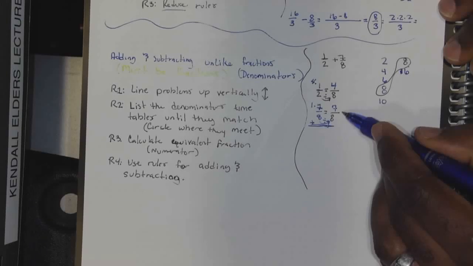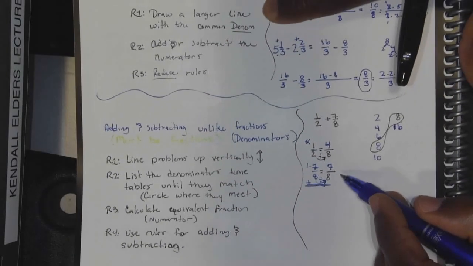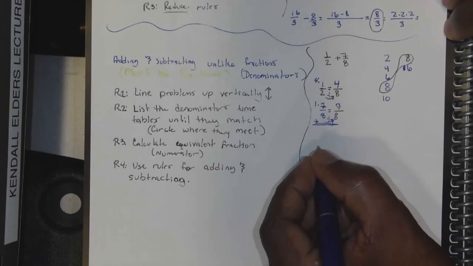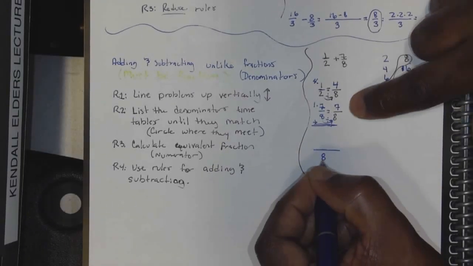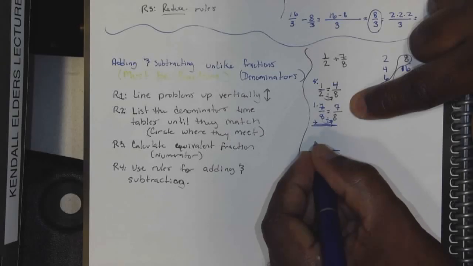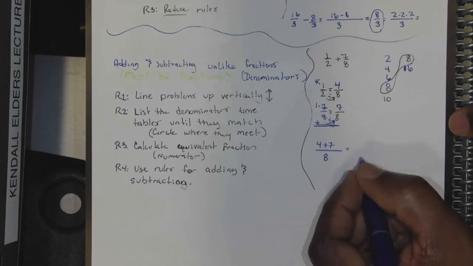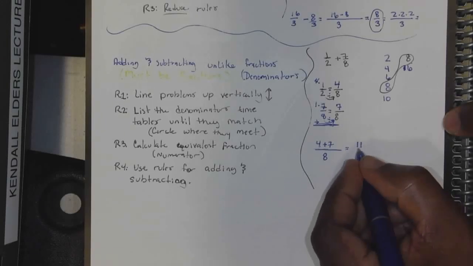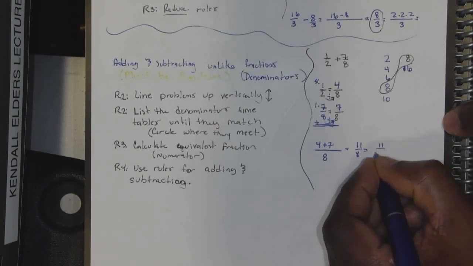All right, and then we're going to use the rules for adding and subtraction that we did up here. Draw a large line. Our large line with a denominator of 8, because we got 4 over 8 plus 7 over 8. We add it, so we say 4 plus 7, and we get what? 11 over 8. 11 is prime, 8 is three 2s.